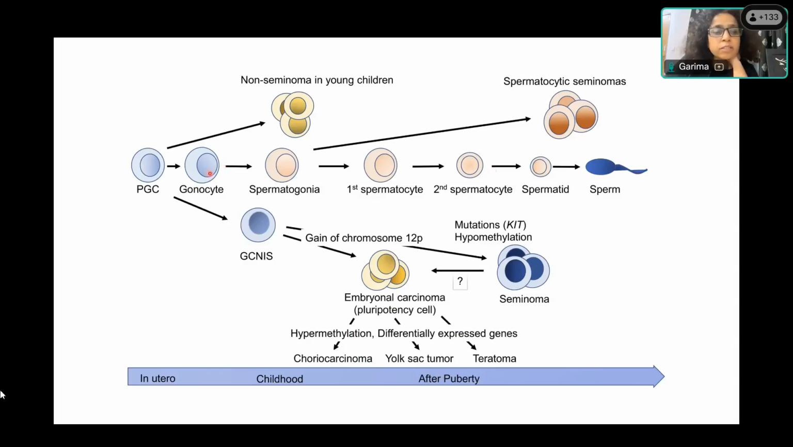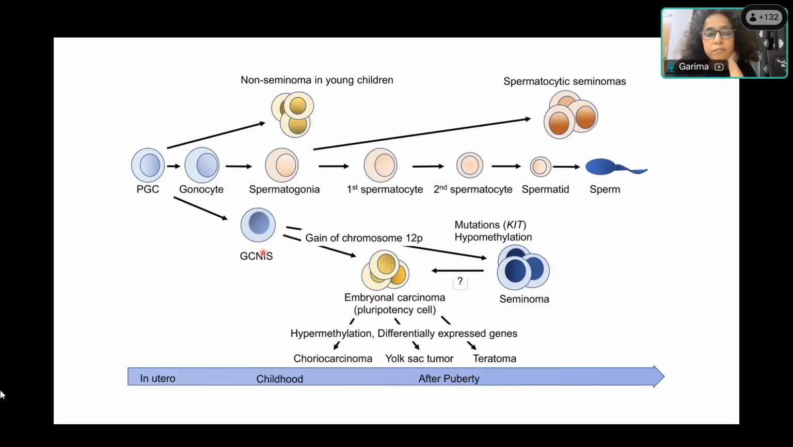Whereas you can see that the other tumors which are not associated with GCNIS, they follow a very different course. In adulthood, it can result in spermatocytic seminomas, and in young children, it can lead to teratomas or yolk sac tumors. Also of importance here is that the prepubertal teratomas and the prepubertal yolk sac tumors are pure tumors, whereas the ones which are associated with GCNIS are usually mixed germ cell tumors. They are not pure tumors.